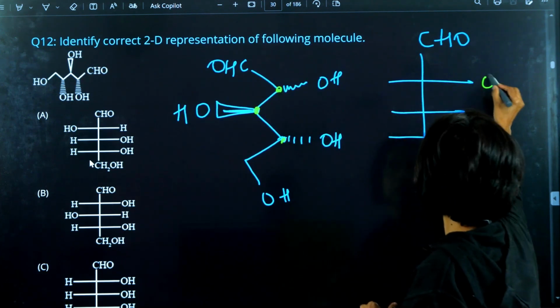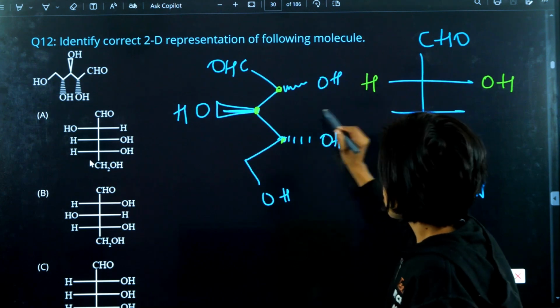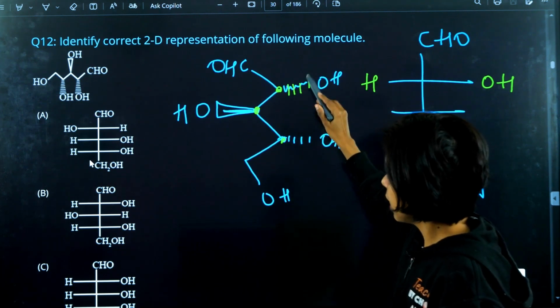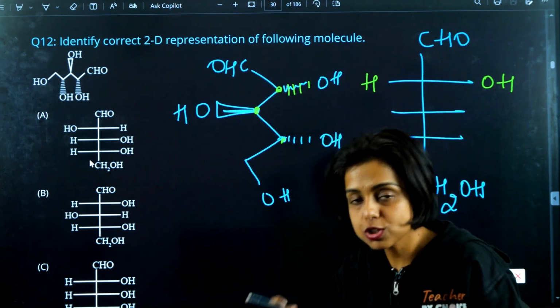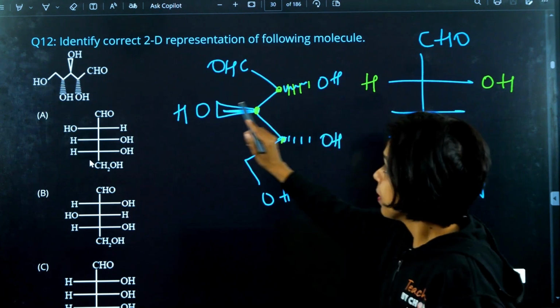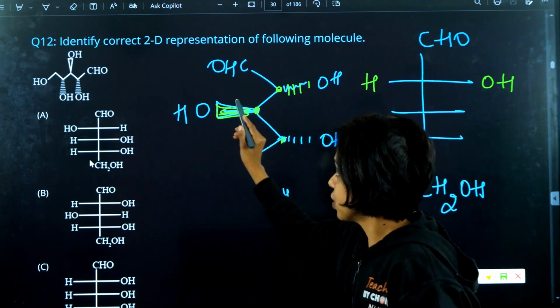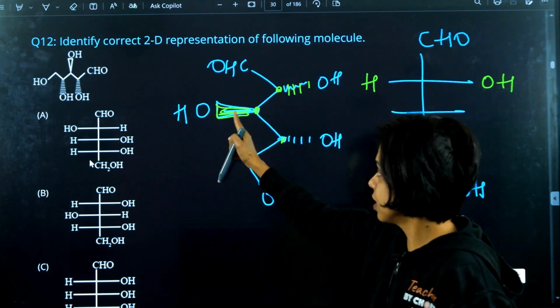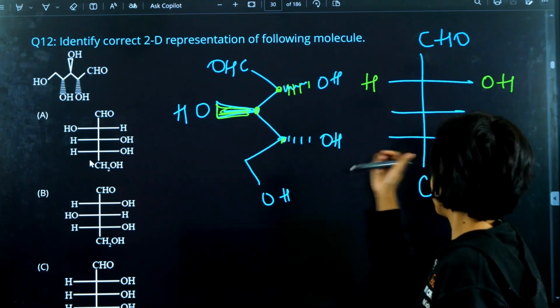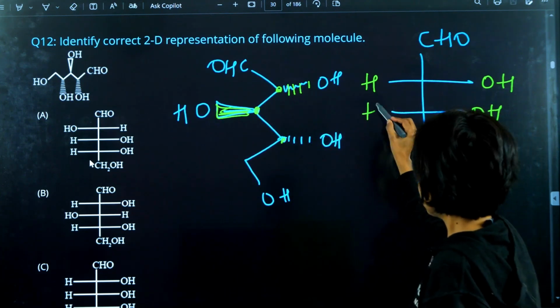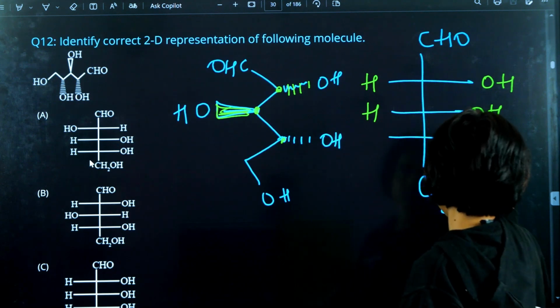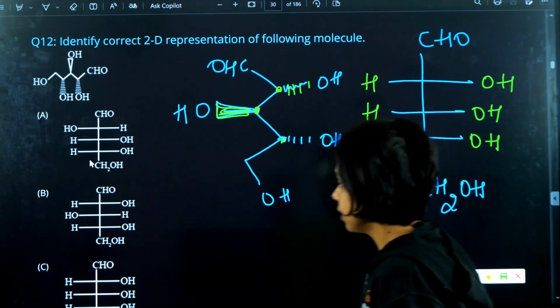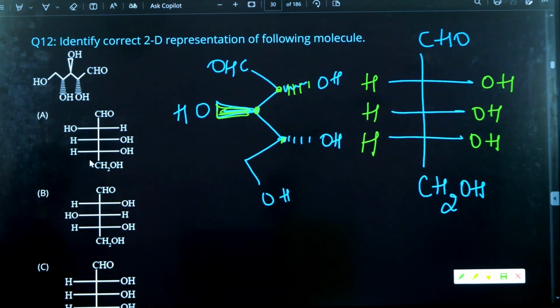Now OH on this side, H on this side. The groups on the dash arrow, keep on the same side. But if the group is on a wedge arrow, just make it to the opposite side. So this I will make it here. I will just rotate it to take it here. So OH here. Now this is on dash, so keep it on the same side. So this should be the Fischer projection or the 2D projection of this molecule.